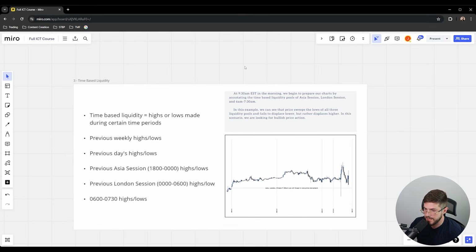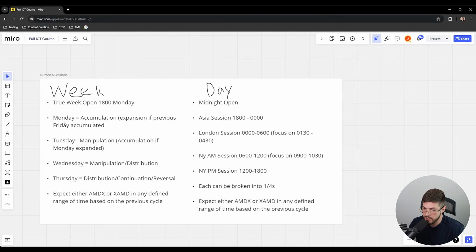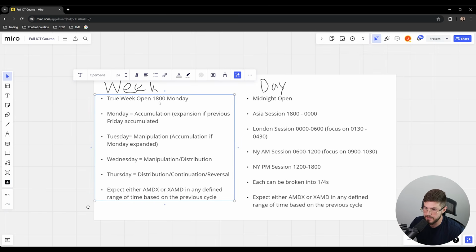Now, let's talk about time-based liquidity. Time-based liquidity is just going to be the high or the low made in any of these times. It could be Tuesday's high, Monday's high, any of these times. Now, to be clear, whenever we're saying the days, it's going to be 1800 to 1800 the next day. Okay, let me write this down. 1800 to 1800 the next day equals 1 day. Very important that we understand that.